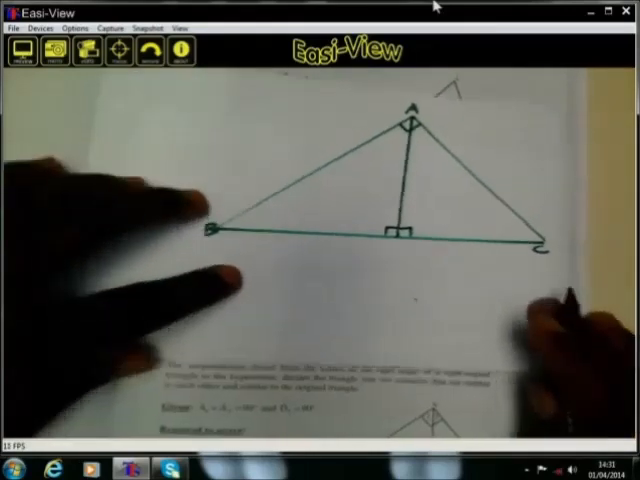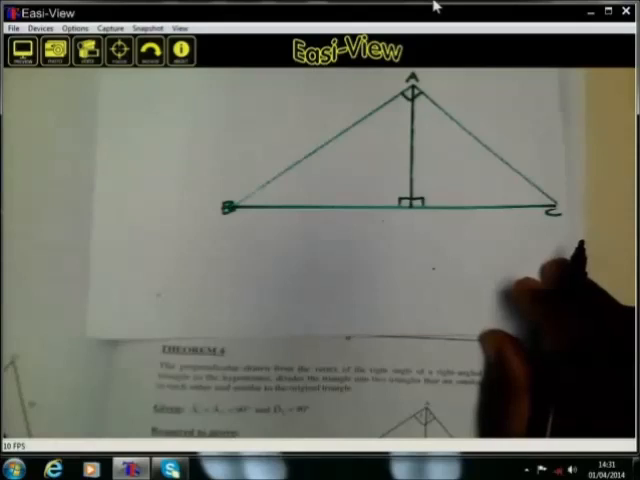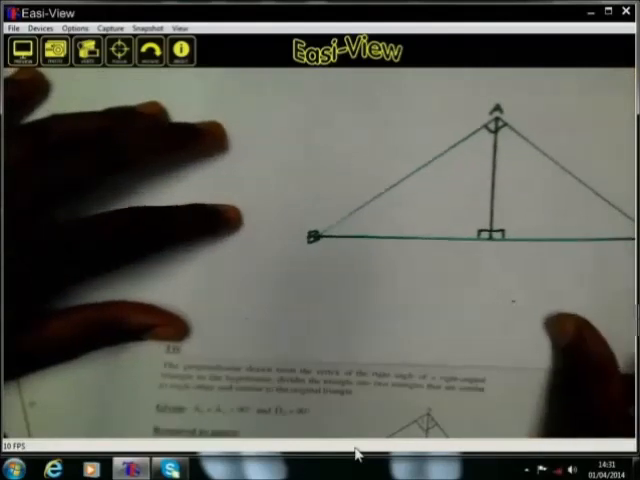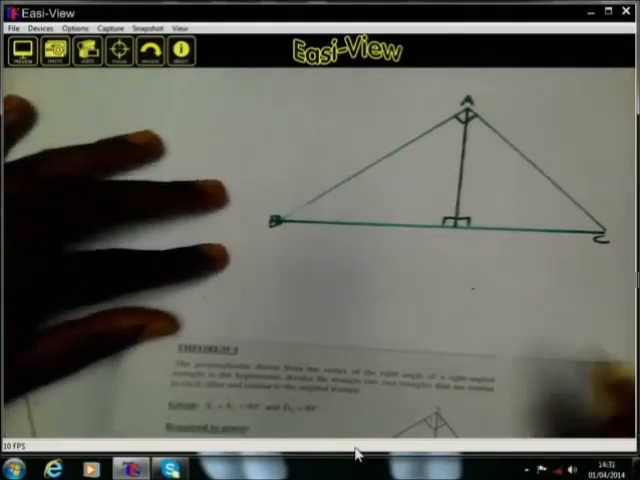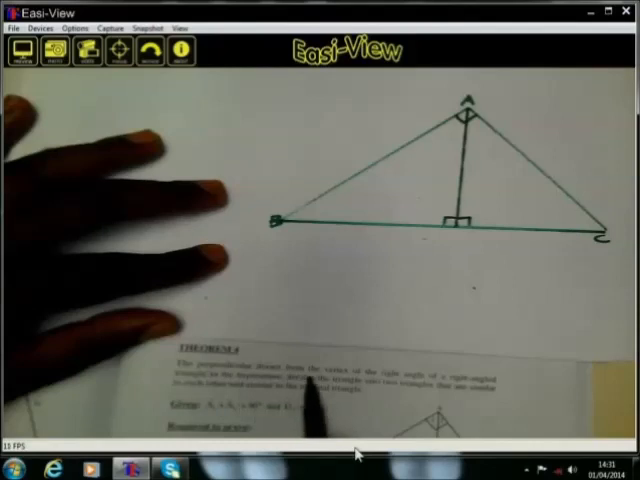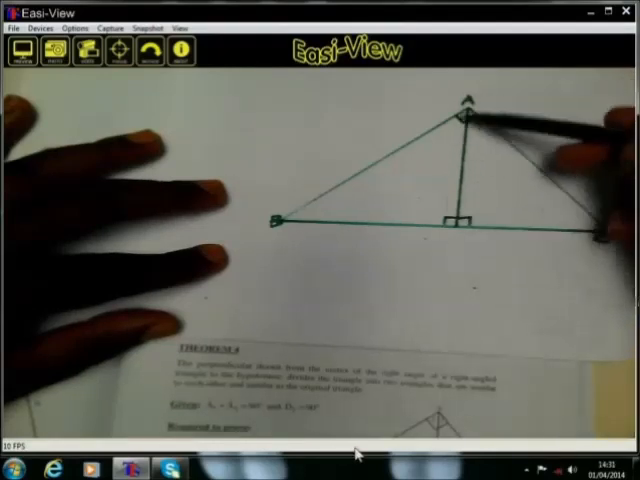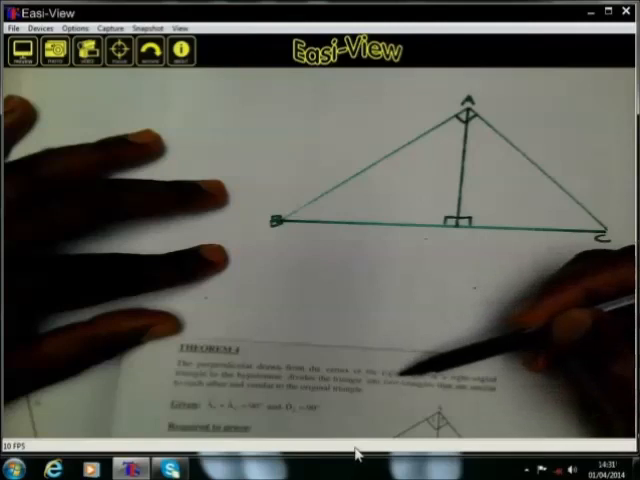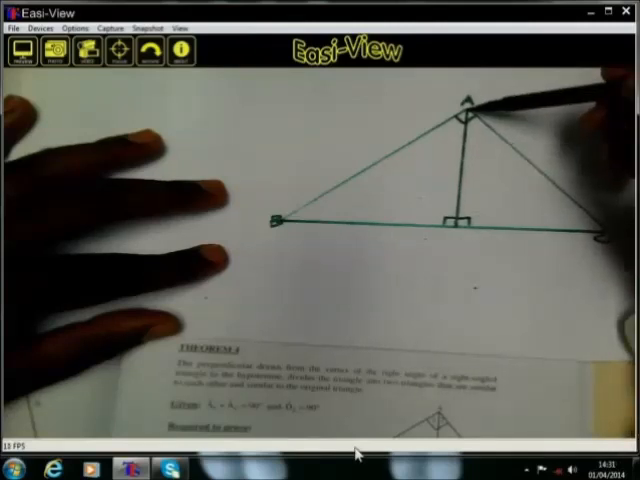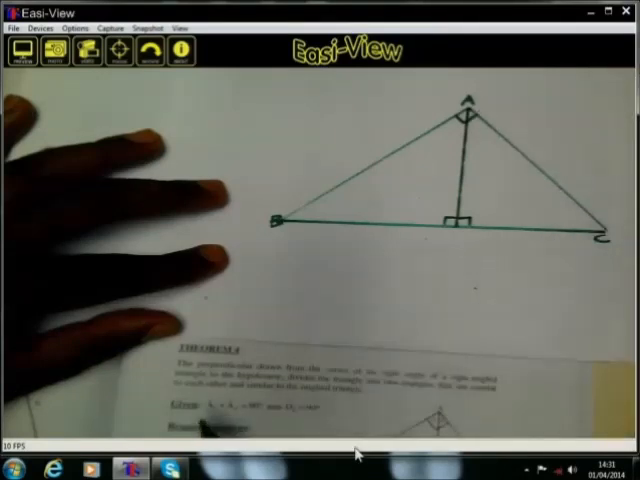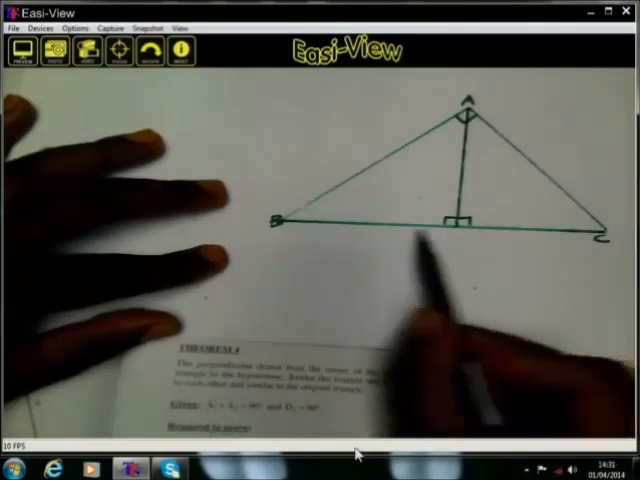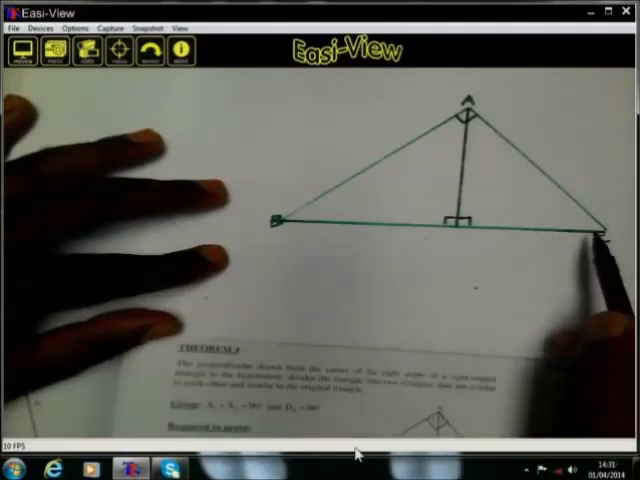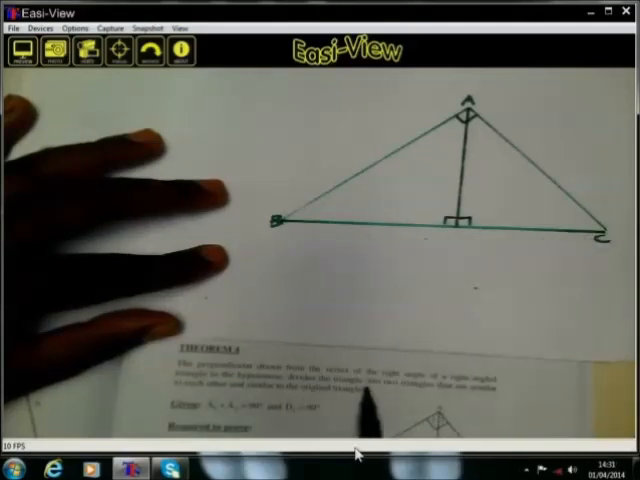Fine. So we are drawing the line. I'm trying to hide this so that we can have an understanding of what is going on. They say the perpendicular is drawn from the vertex. It means this line must be perpendicular, drawn from the vertex of the right angle of a right-angled triangle to the hypotenuse. This line must always be perpendicular to the hypotenuse BC. This line must divide the triangle into two triangles.